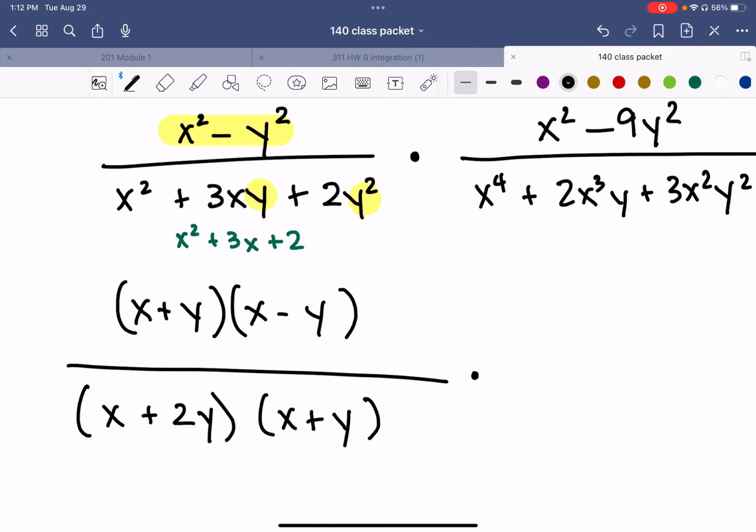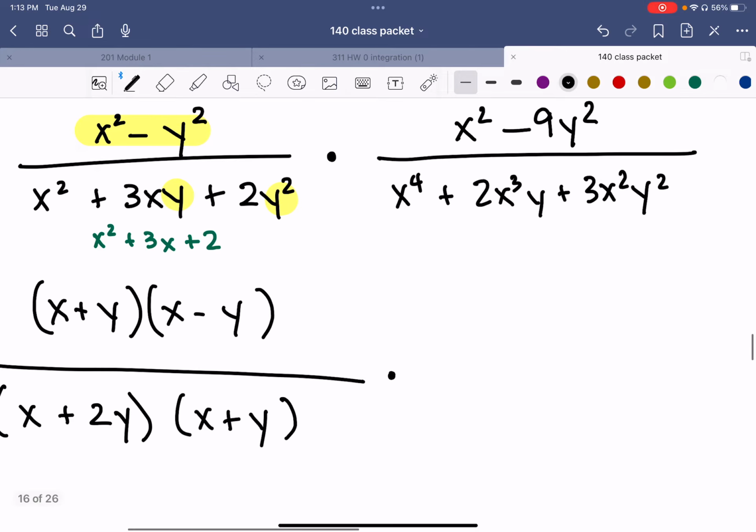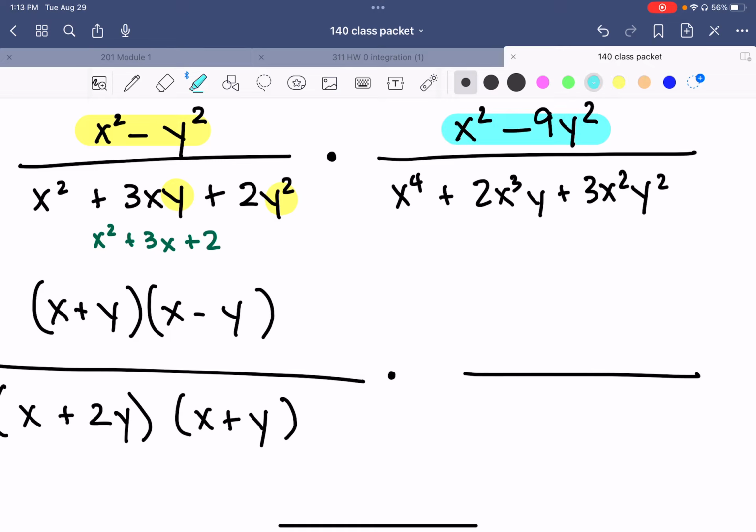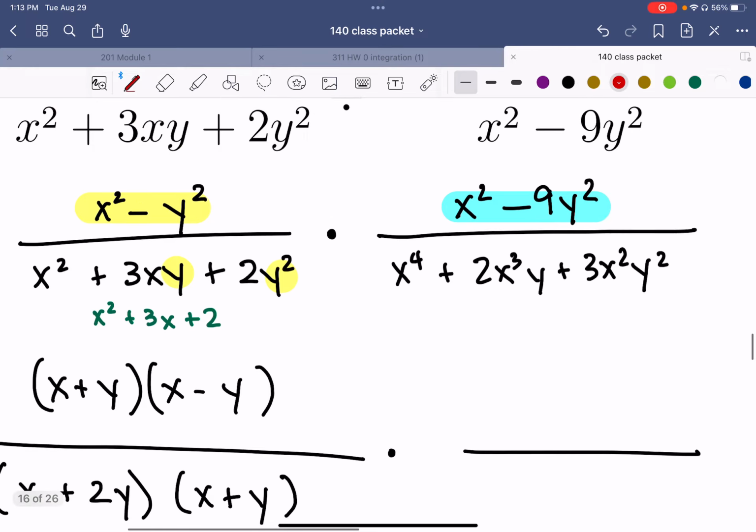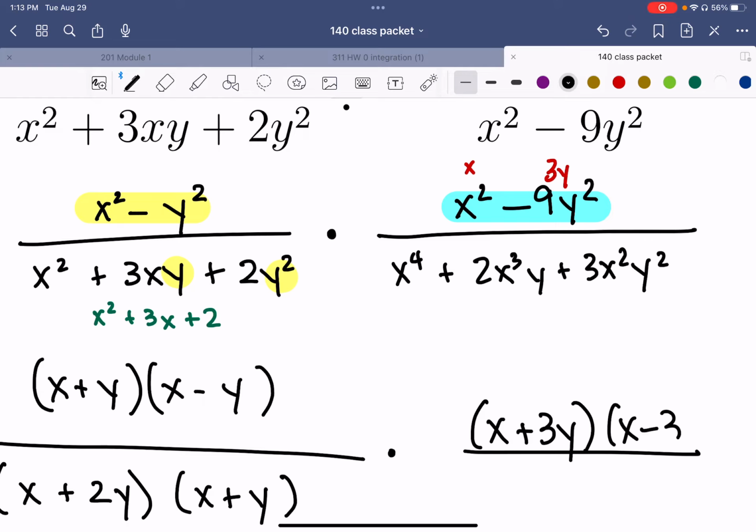Over here on the right, we've got x squared minus 9y squared. So let's take a look at this one. And those are both squares again. So the x squared is a perfect square and 9y squared is a perfect square. So this is a difference of two squares. And then we want to think about the square roots of each part. So the square root of x squared is x, and the square root of 9y squared would be 3y. And that means that it's going to factor as x plus 3y and x minus 3y.